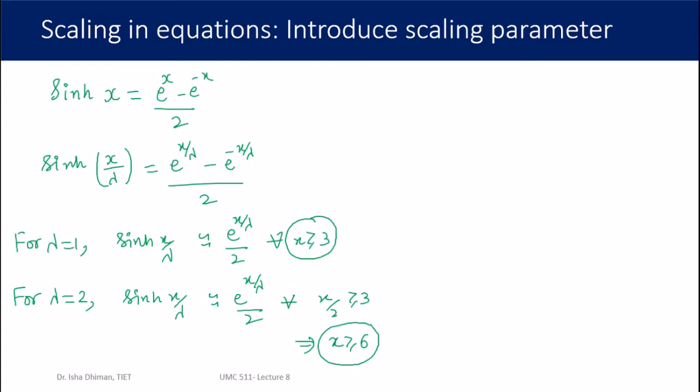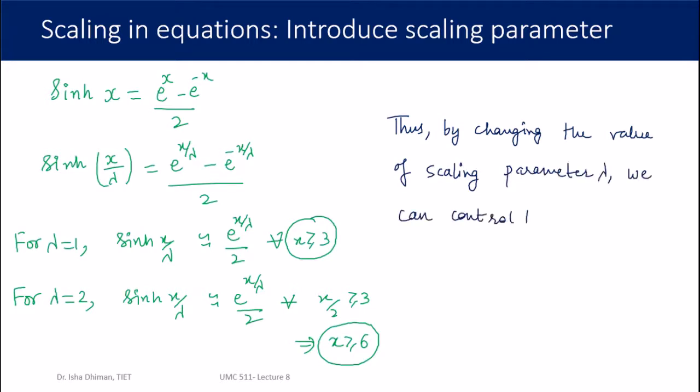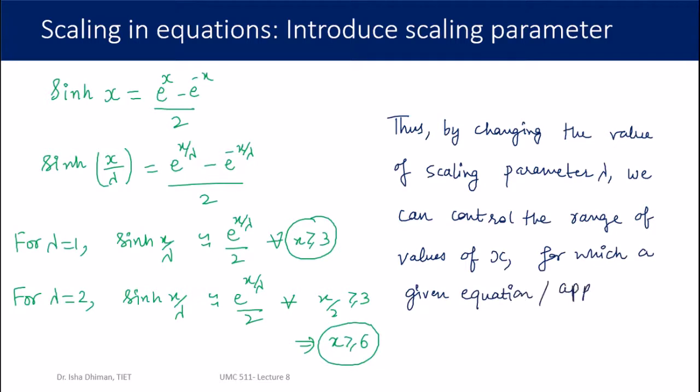If you do the calculations for different values of lambda, you will see that every time you get a different answer for the different values of x. So thus, by changing the value of scaling parameter lambda, we can control the range of values of x for which a given equation or approximation holds. So that's the meaning of scaling in equations.